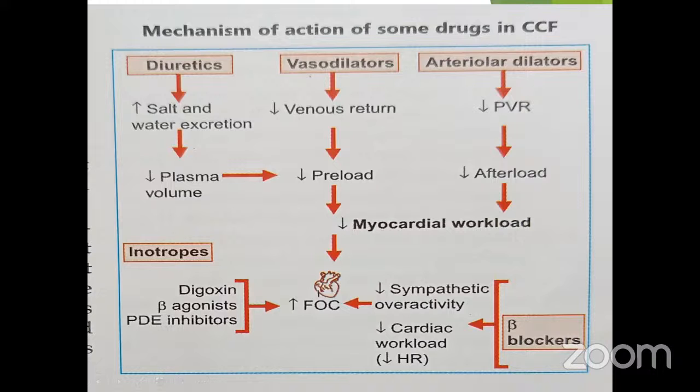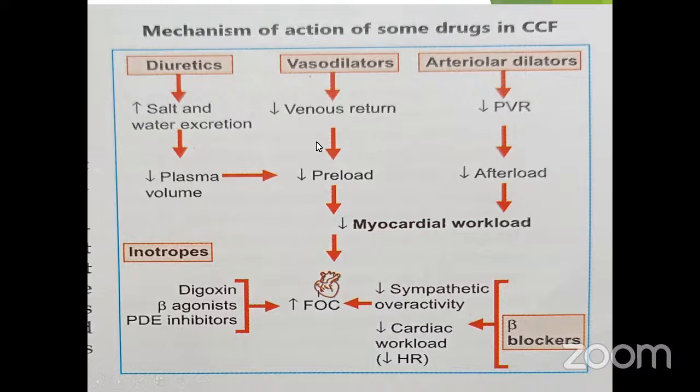Mechanism of drug action of some drugs. Diuretics, how do they act? We use either furosemide or thiazides like hydrochlorothiazide, as well as chlorthalidone. The only difference is that furosemide acts on the loop of Henle, blocking the sodium, chloride, potassium co-transporter symporter mechanism, whereas thiazides will block sodium and chloride mechanisms at the distal convoluted tubule. So they increase salt and water excretion, and so decrease the plasma volume.